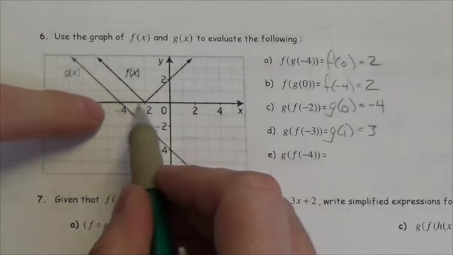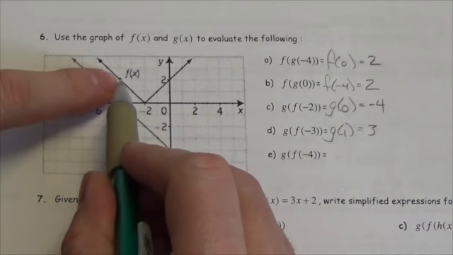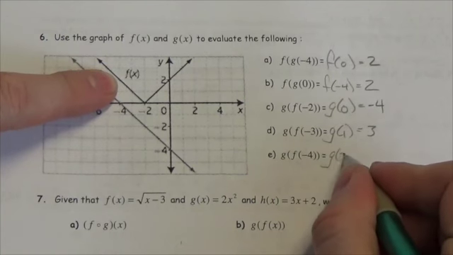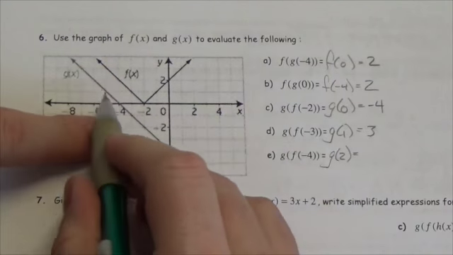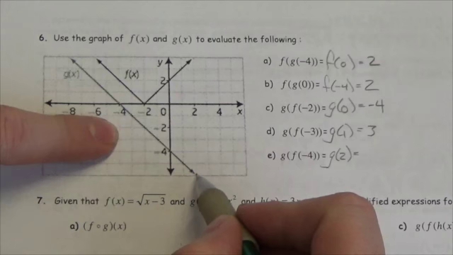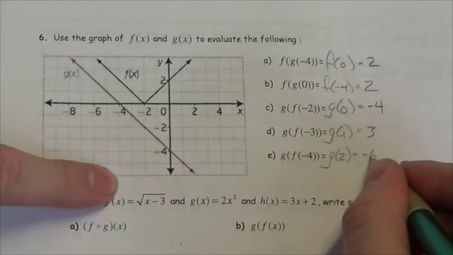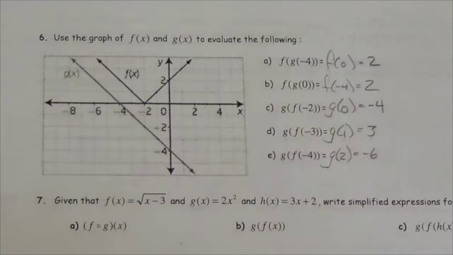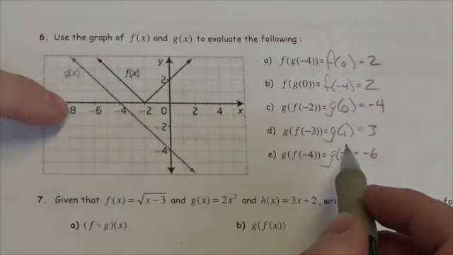F at negative 4, we go back to negative 4, f at negative 4 is 2, so this becomes g at 2, and g at 2, come down here, all the way down there, is going to be negative 6. Good. That's what we're looking at. I just want to double check that I got this one right here.